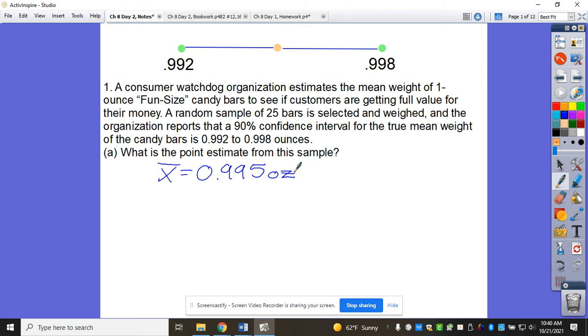I don't understand the wording of it when it says the report said a 90% confidence interval is blank and blank. It's giving you the green dots. Like we did a 90% confidence interval on one sample and got those green dots. Oh, okay.